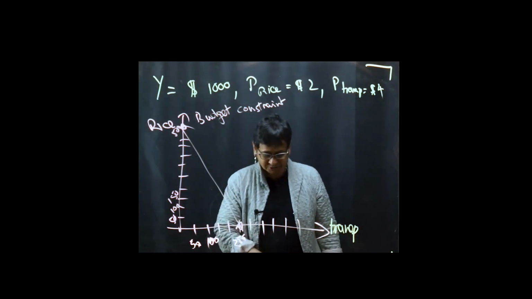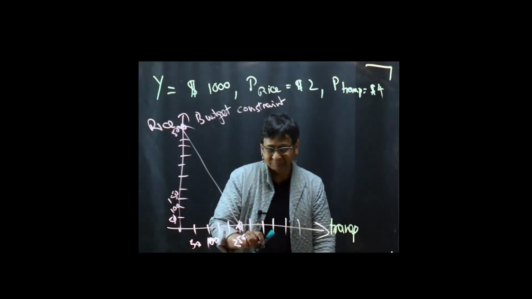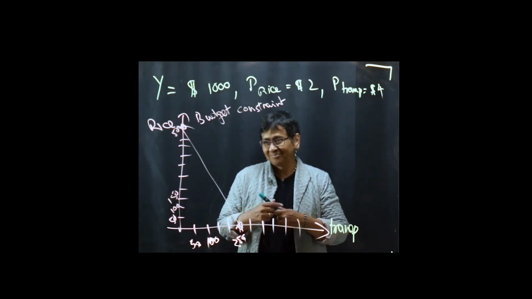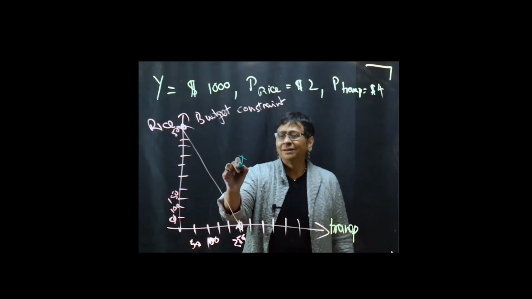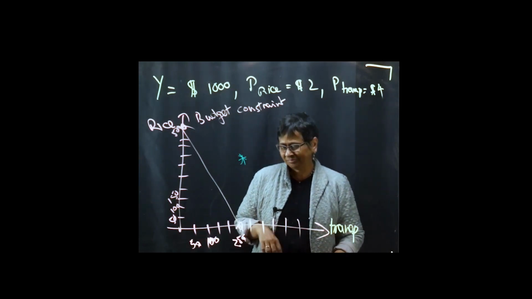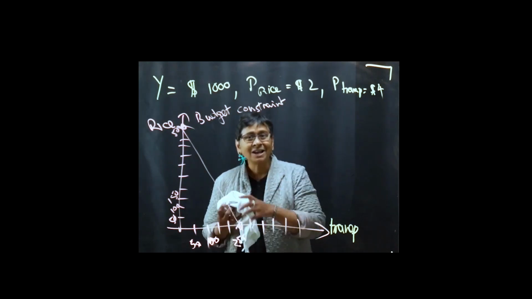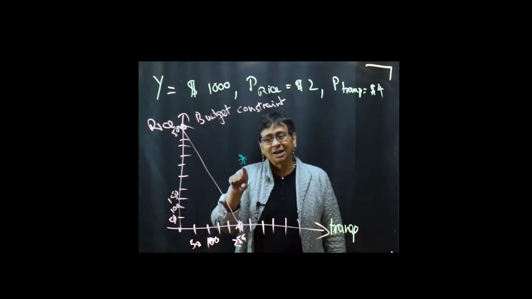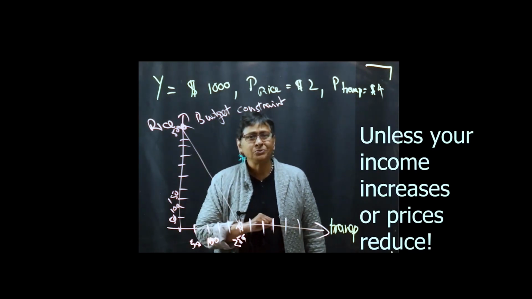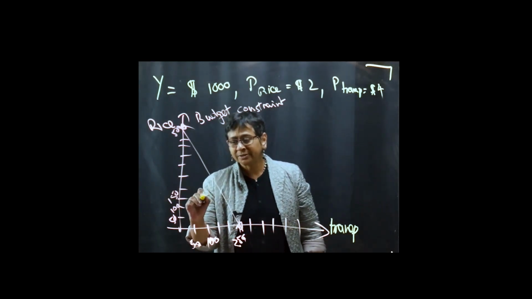A few things. The budget constraint is like the PPF. You may wish to acquire lots of rice and lots of transport out there. You can't attain it. It's outside your budget constraint unless your income goes up or prices reduce in some way. You could purchase down there.